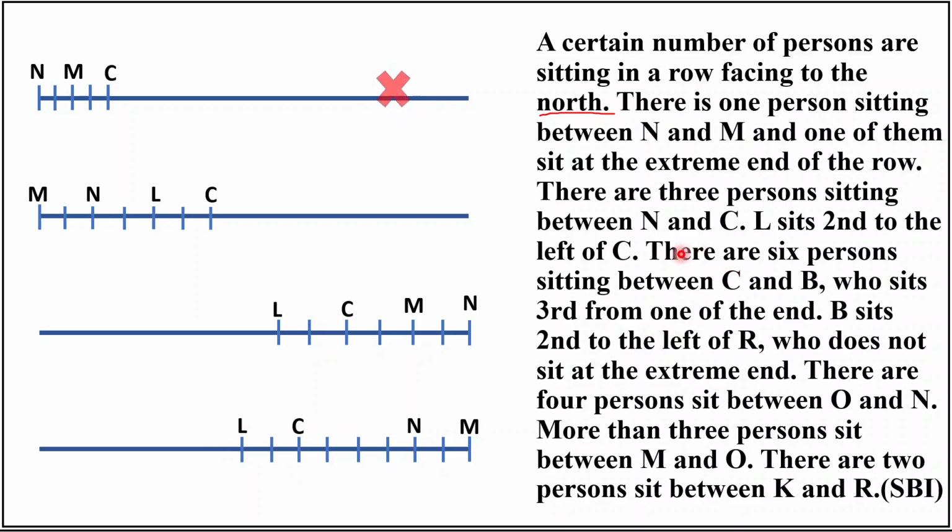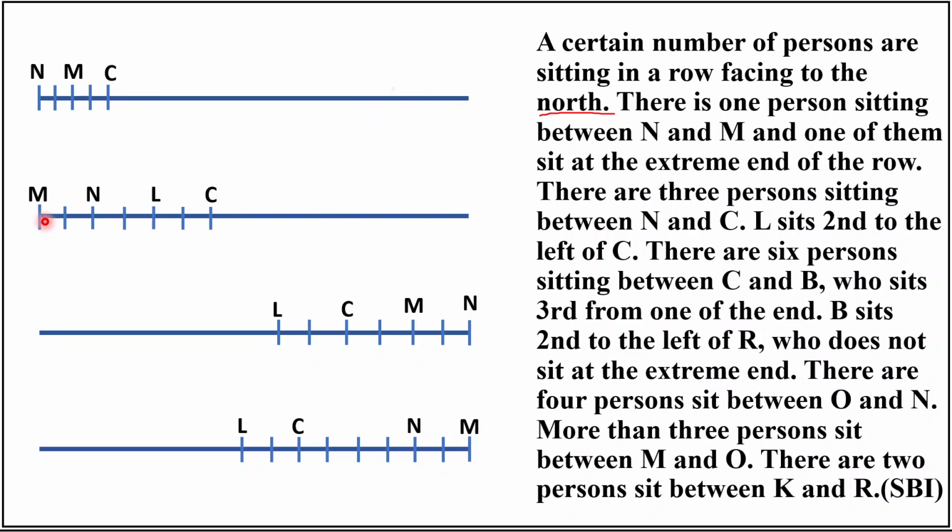There are six persons sitting between C and B, who sits third from one of the end. Here who means B. B sits third from one of the end. So B can sit third either from the left end or from the right end. So since case number 1 is wrong, we are not going to consider this. Now let's come to case number 2.